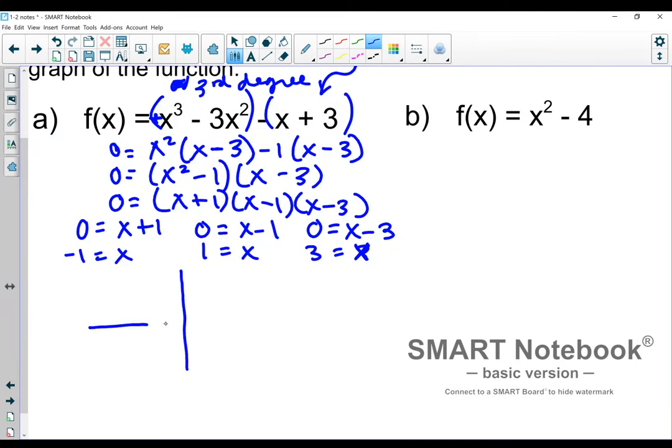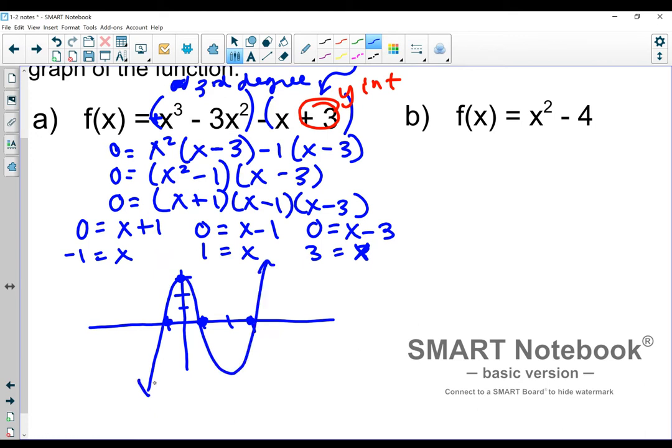So here's my coordinate plane. Here's 1, 2, 3. So I've got a 0 at 1 and a 0 at 3. And I have a 0 at negative 1. And let's see, my y-intercept would be the positive 3. Because if I put zeros in for all my x's, they would cancel out. I'd be left with positive 3. So I'm going to make my y-intercept as well.